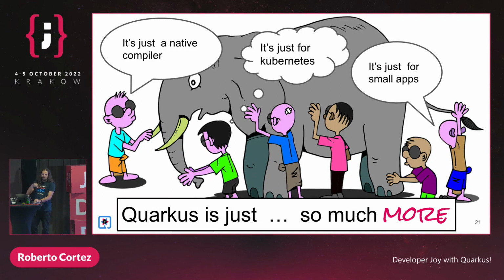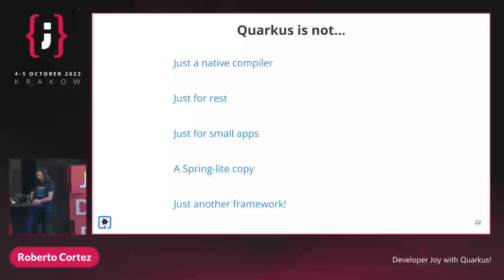So Quarkus is not just a native compiler, not just for Kubernetes. Maybe you heard some of these things in the past. I believe that Quarkus is way, way more than that. Don't think about Quarkus as something that's copying Spring. No, we don't want to copy Spring. We want to do our own thing. It's not only for small applications, not only for microservices. You can build monoliths for that.